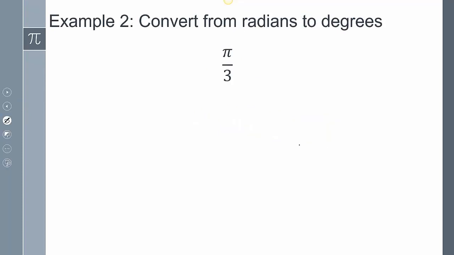For this next one, if I want to convert these radians to degrees, so I'm going to get pi thirds, and converting to degrees, that means I want the radians as a unit to cancel out. So it's going to be 180 degrees over pi radians. The pi's cancel out, the radians as a unit cancels out, and so I have 180 degrees over 3, which is just going to be 60 degrees.